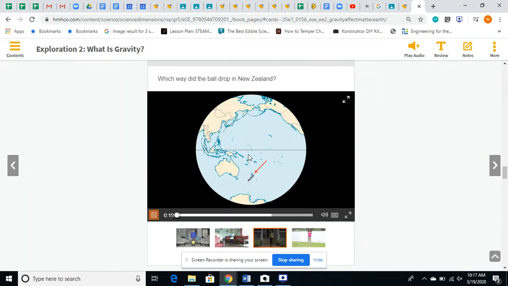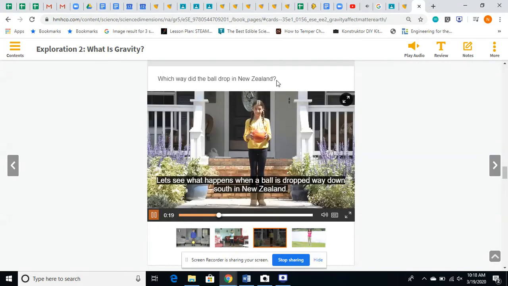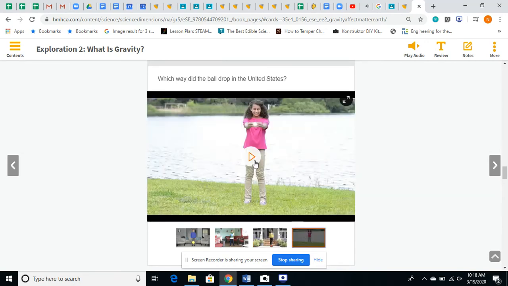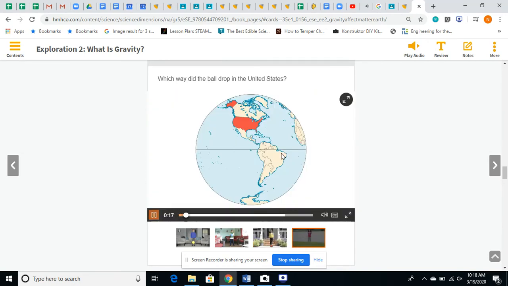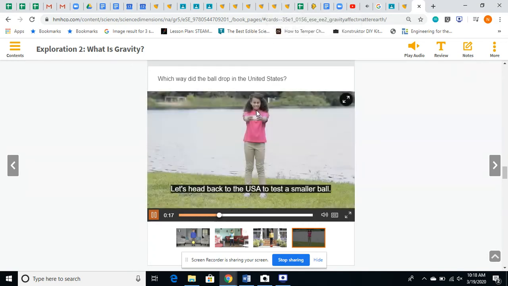All right, this one's going to be weird. New Zealand. It's below the equator, southern hemisphere. Which way did the ball drop? Is it going to drop up towards the equator? Nope, it drops down. And in the United States, where we live, right here. Where did it drop? You guessed it, down.